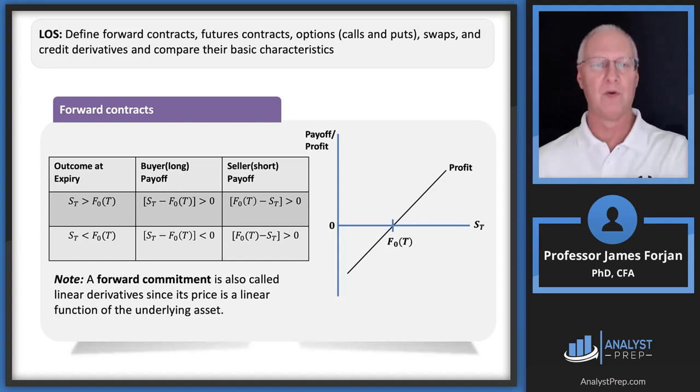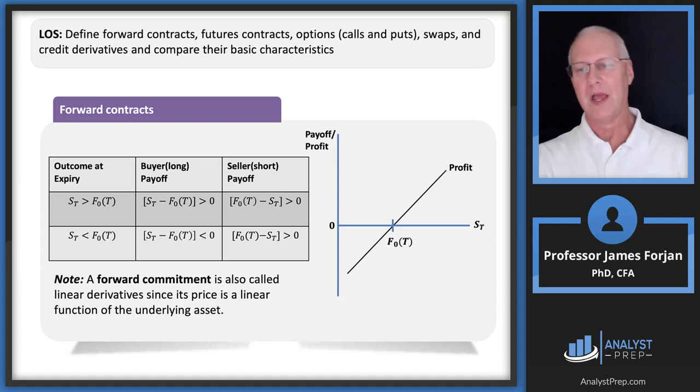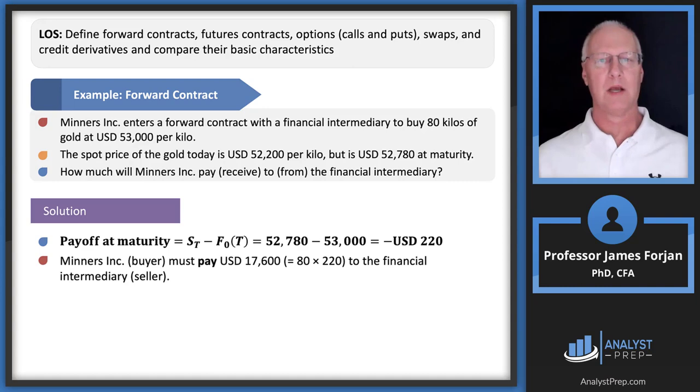So get out your phone and take a picture of this little table and go ahead and include that graph over there. Notice that we've written down at the bottom that this is a line, so this is known as a linear derivative, because for every dollar that you go in one direction in the underlying asset, you have a dollar in profit or loss in the opposite direction. So a linear derivative.